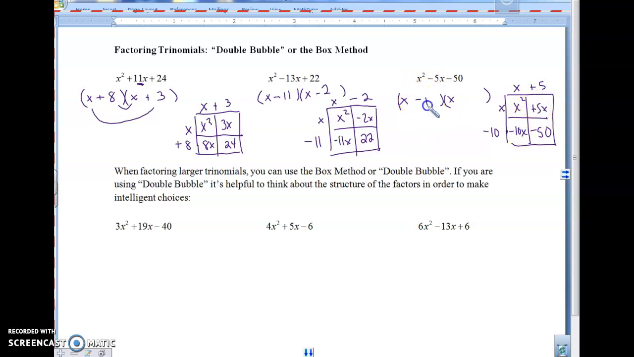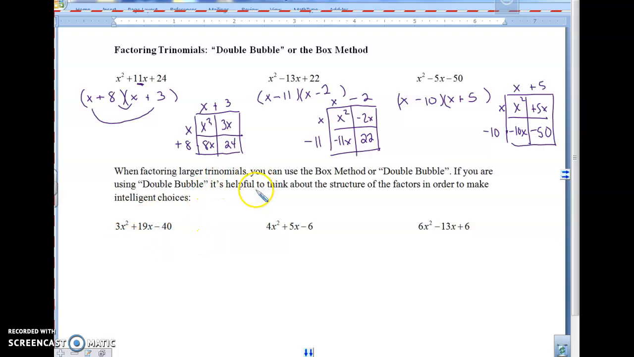So watch your signs. We end up with x minus 10, x plus 5. All right, so that's factoring trinomials using double bubble or the box method. Now, these were all trinomials that have 1 as your leading coefficient, so just x squared.